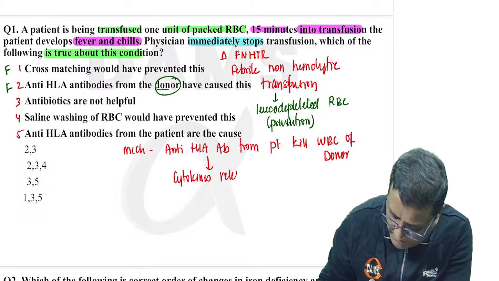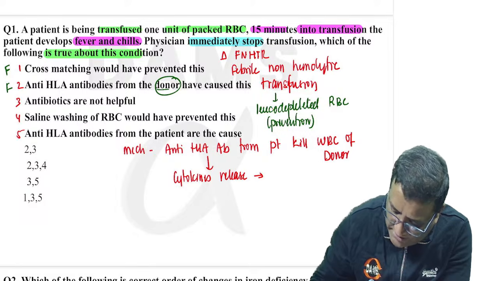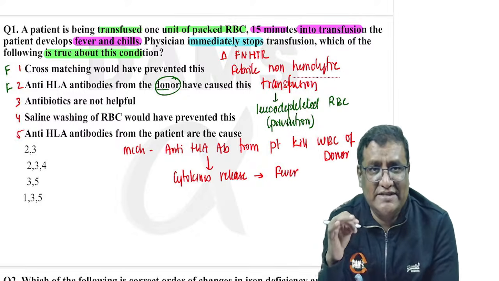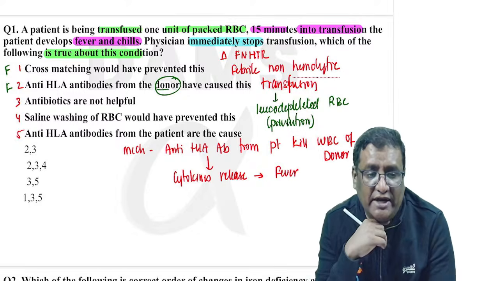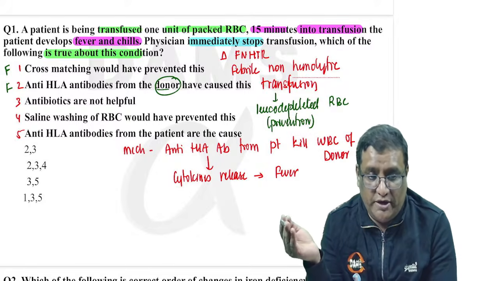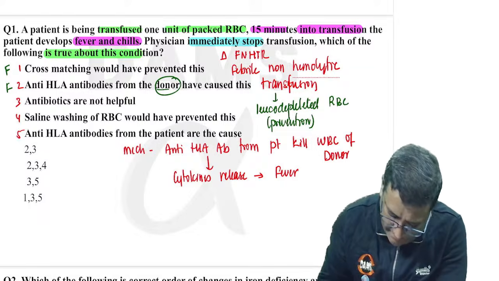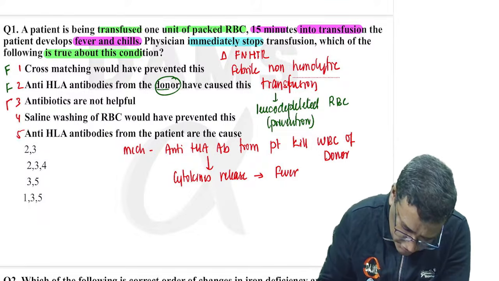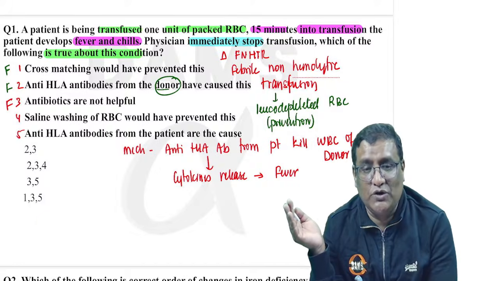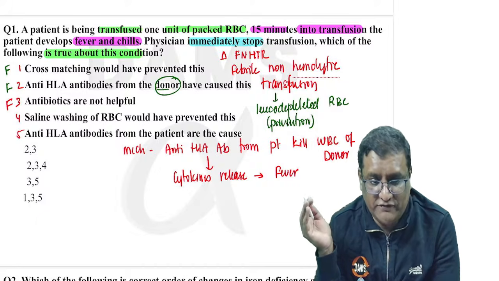Cytokine release will be there, and once the cytokines are released, this will lead to fever, isn't it? So it is not an infectious cause. It is cytokines that will be released from the donor WBC, killing of donor WBC. Antibiotics are helpful, that is also a false statement. Antibiotics will not help us. Why? Because it is not an infectious cause, isn't it?